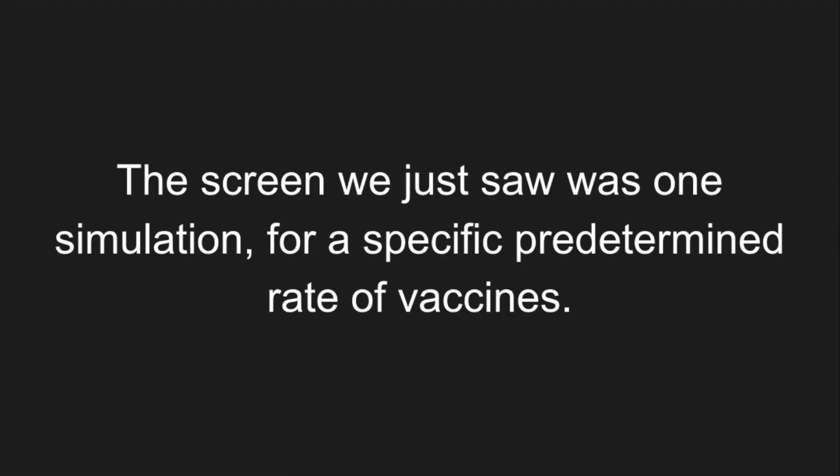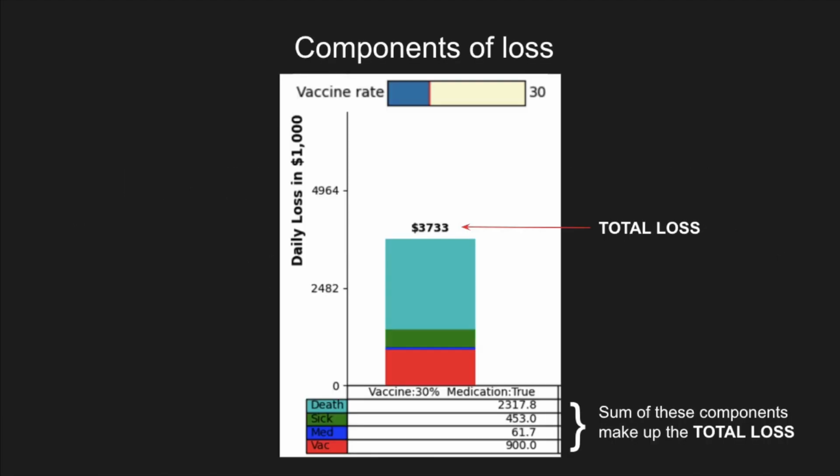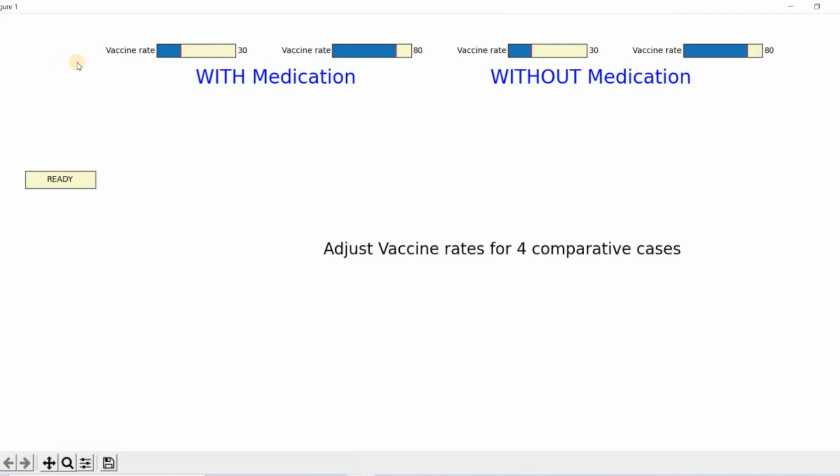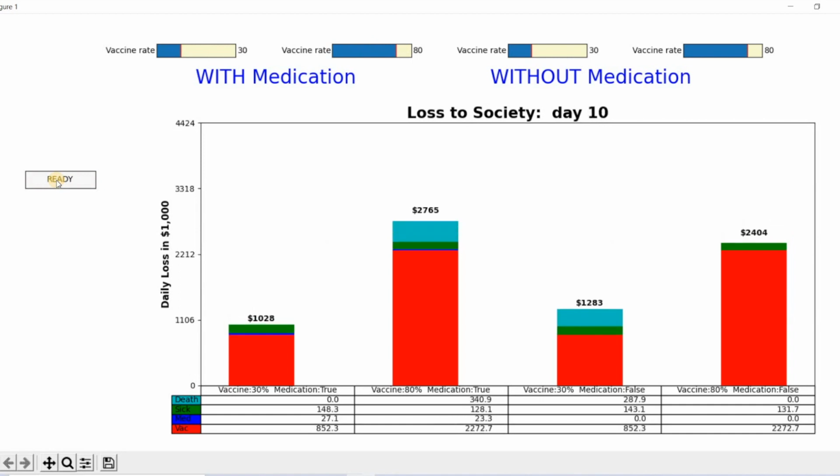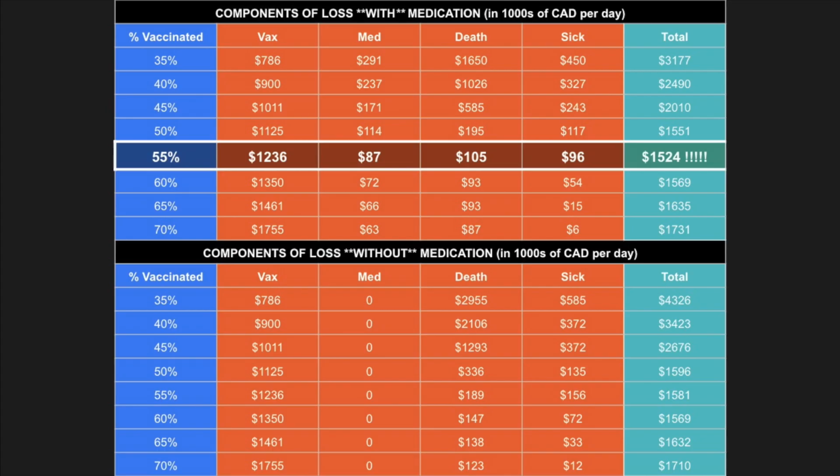Alright, so the screen we just saw was one simulation for a specific predetermined rate of vaccines. Now, what we're really interested in, in order to answer this project's question, is the loss that is caused to society by the pandemic. We want to calculate the loss for the various rates of vaccines that may take place with and without applying medication. So in this screen, we can set the rates of vaccines and medication for 4 independent simulation runs, each of which come from a separate batch. So I ran this 100 times for every possible batch that we have, and the average loss for each batch can be seen in this table.